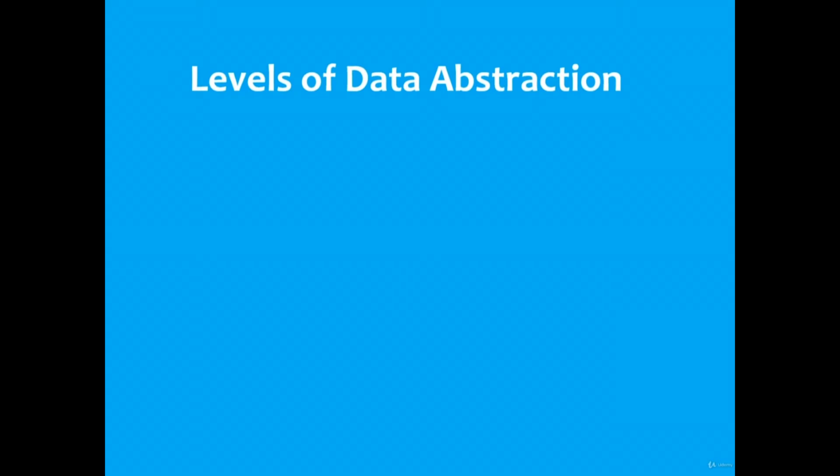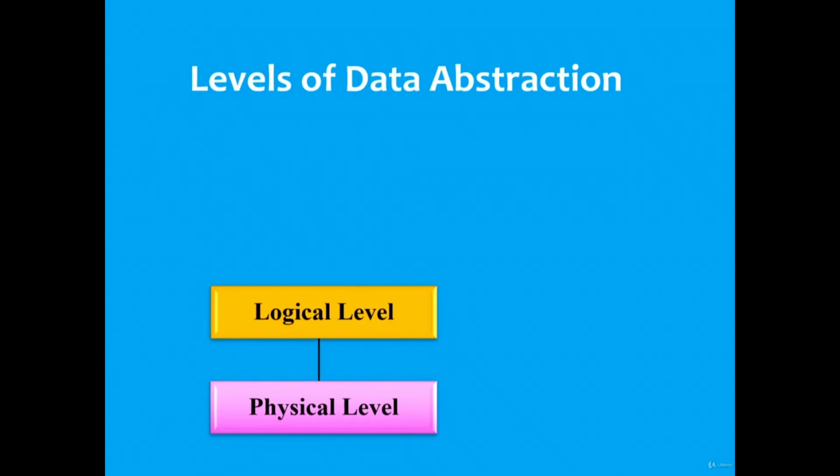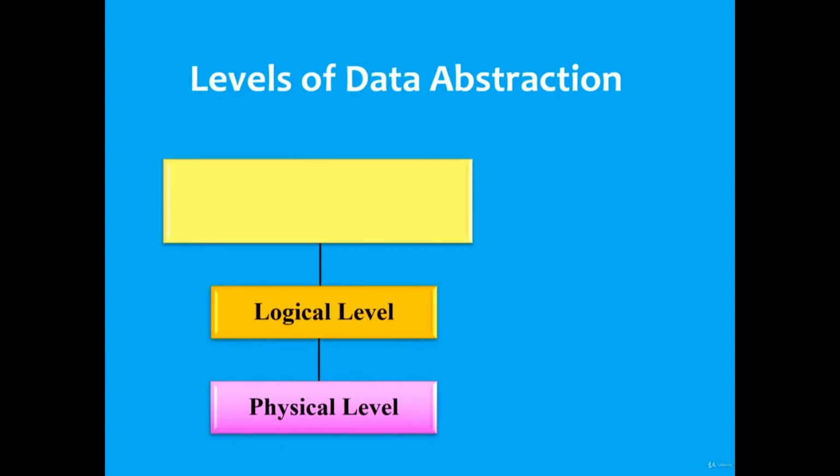There are three levels of data abstraction: physical level, logical level, and view level.